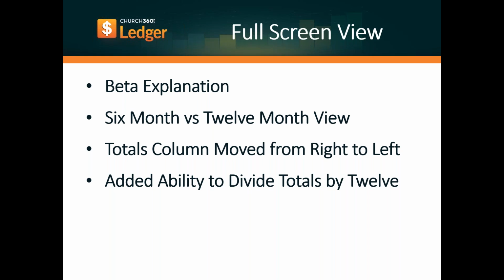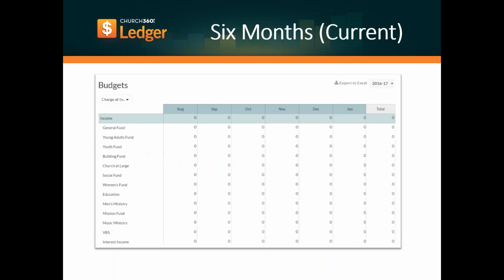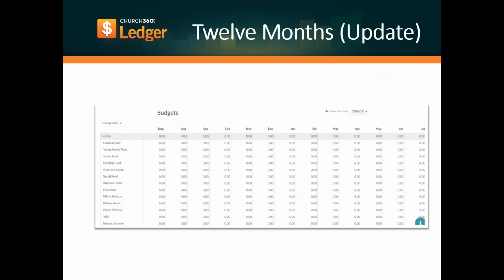So on our beta site, there are the things I've already mentioned a couple times before. I just want to compare some slides with you. This is what the current budgets view looks like. You can see it only showed 6 months across the top. The total column was moved all the way over to the right. This is what the new budgets view will look like, and we very much hope that you enjoy it.